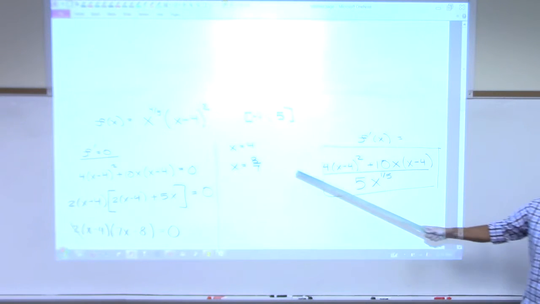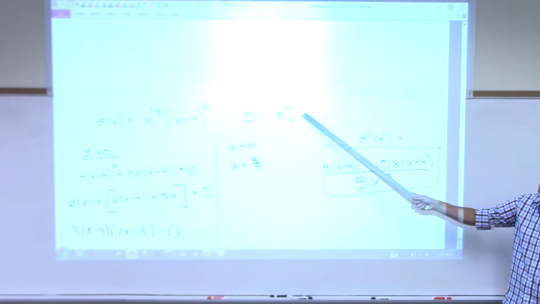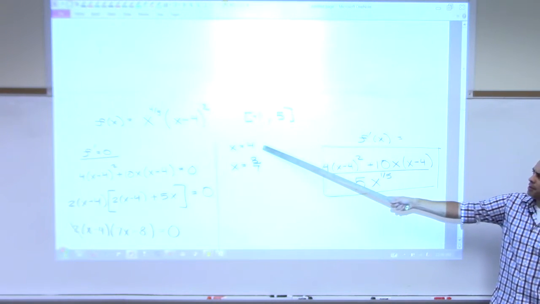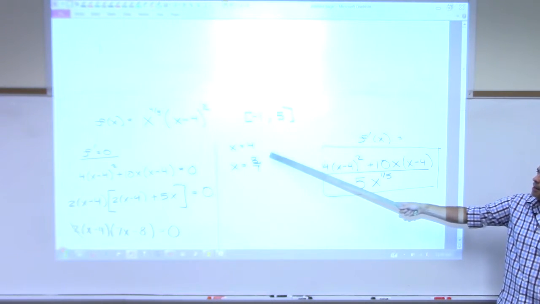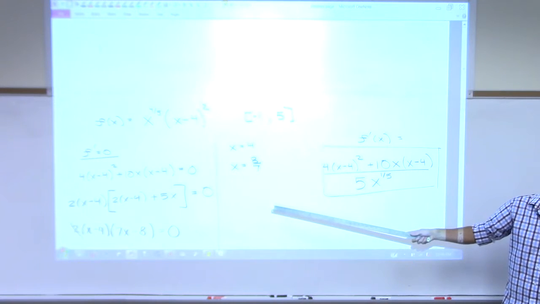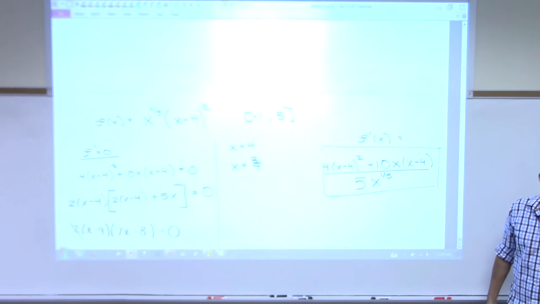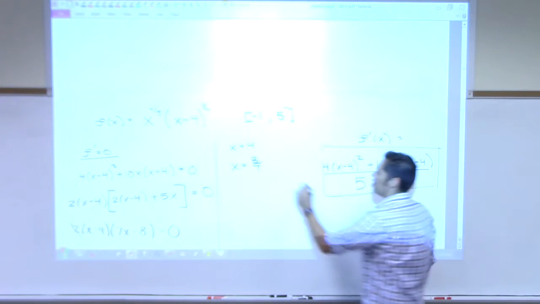Check these, make sure they live in here. Do they live in here? Yeah, they both do, right? 4 is in there. 8/7 is a little bigger than 1. That lives in there. So those are both good to go. Okay, so I have 2 critical numbers.